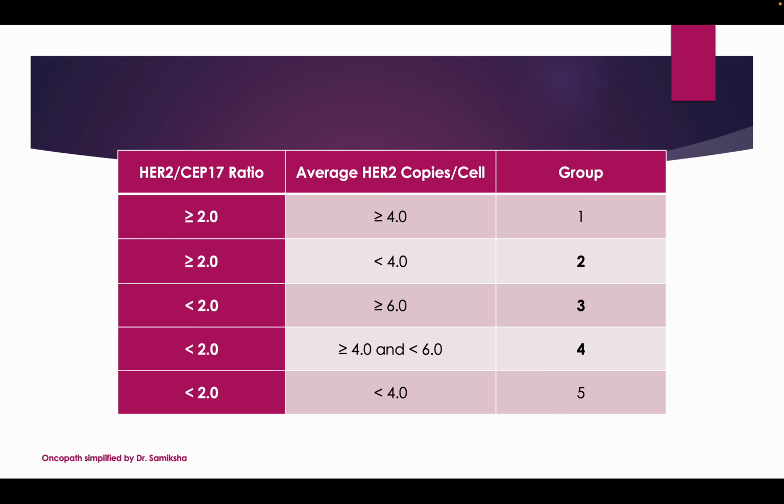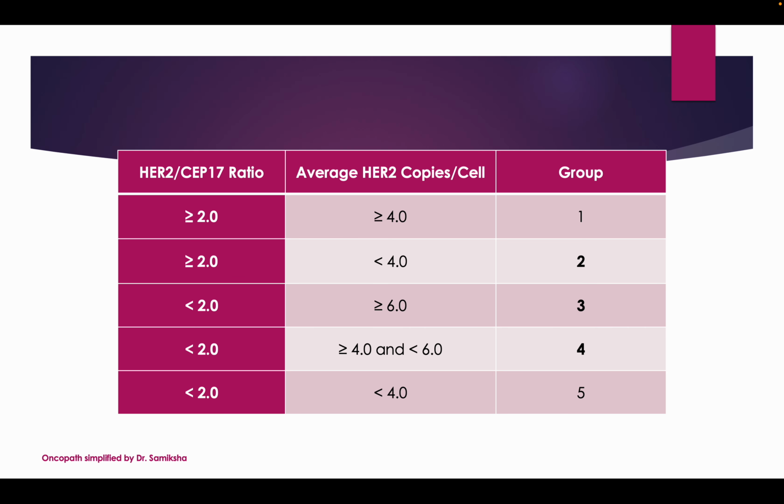So as we can see in this table, whenever the ratio is more than or equal to 2, we see how many average HER2 copies there are per cell. If it is more than or equal to 4, you label them as group 1. If it is less than 4, you label them as group 2. Again, if the HER2 Sep17 ratio is less than 2, you see how many average HER2 copies per cell are present. If they are more than or equal to 6, they go in group 3. If between 4 and 6, group 4. And if less than 4, group 5.